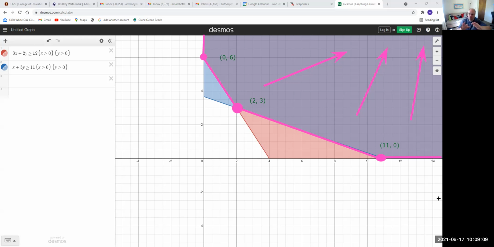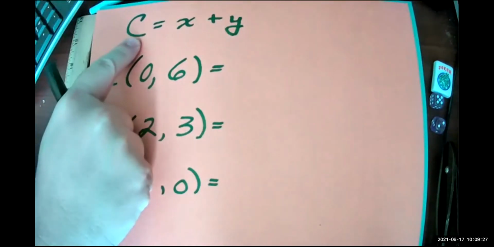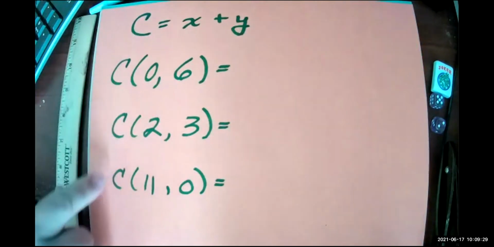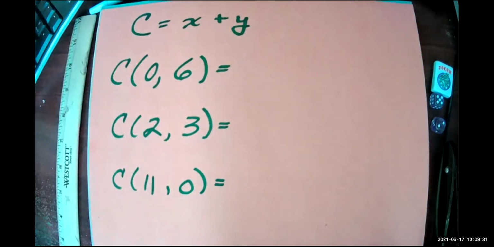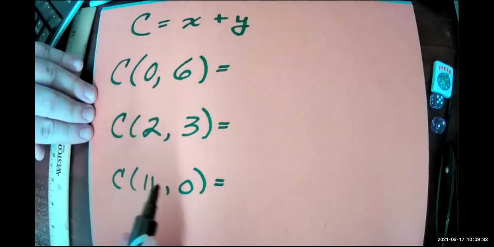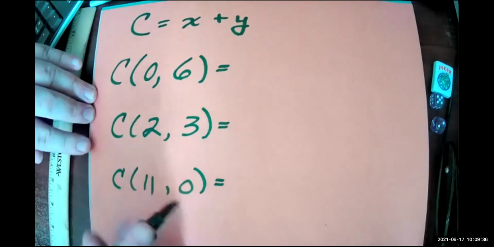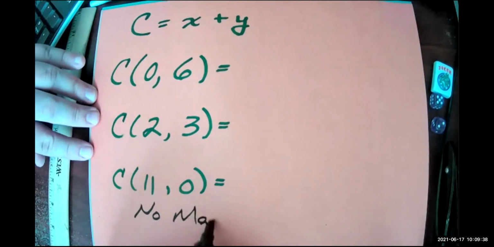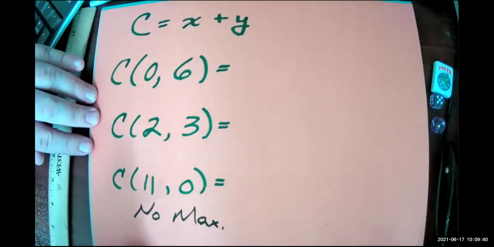All right, now we'll leave all that stuff right there. I'm going to use 0, 6, 2, 3, and 11, 0 and figure out the objective function. So take a look now at what I have here. And I've written my objective function here for us. And now I'm going to test each of these points and see which one is the lowest. I don't care which one is the highest because I already determined that there is no max. Okay, and I've already determined that by looking at the graph. I'm looking for a min right now.